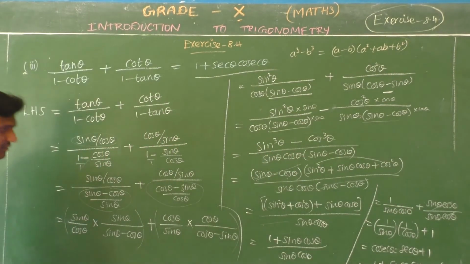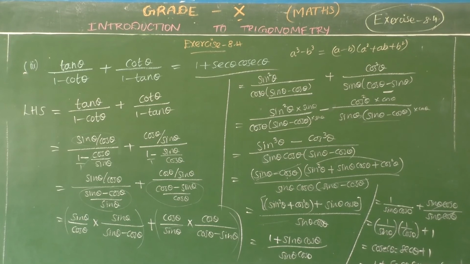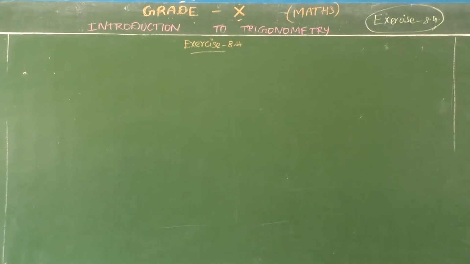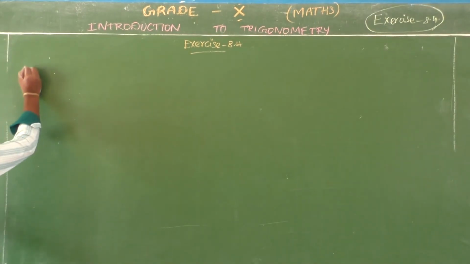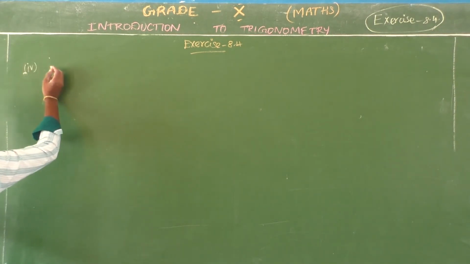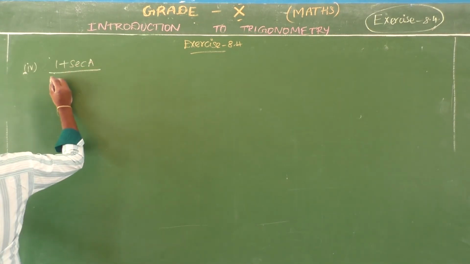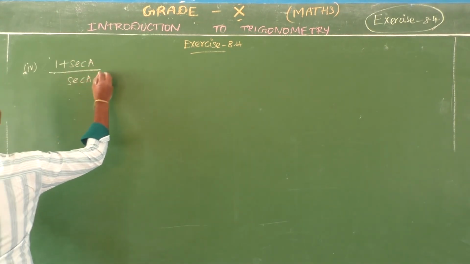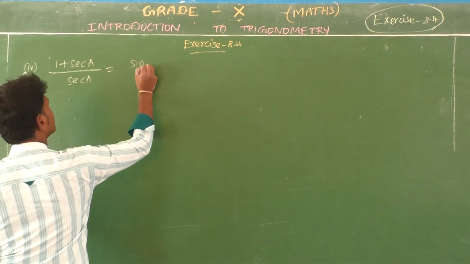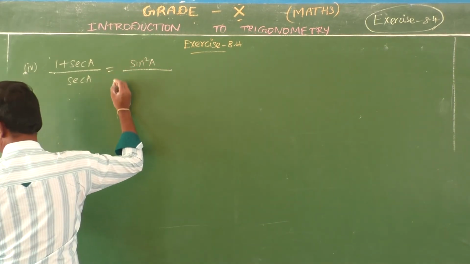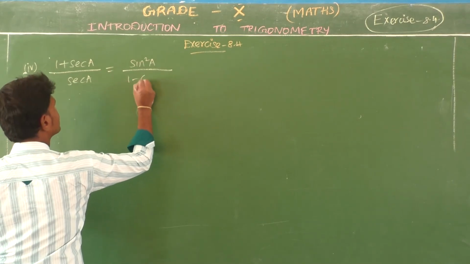Yes students, this is a very important question. It can be asked for 3 marks, and sometimes for 4 marks also. And this question has one more model, which I am going to give you now. Then the last problem in this class, that is the 4th one. What is your 4th question? 1 plus secant A by secant A is equal to sin square A whole divided by 1 minus cos A.